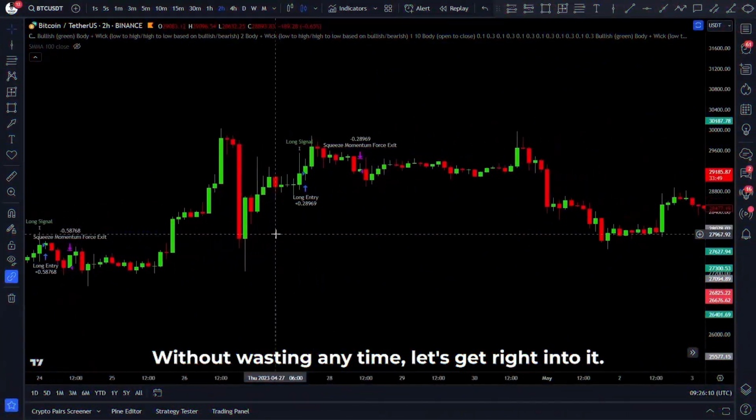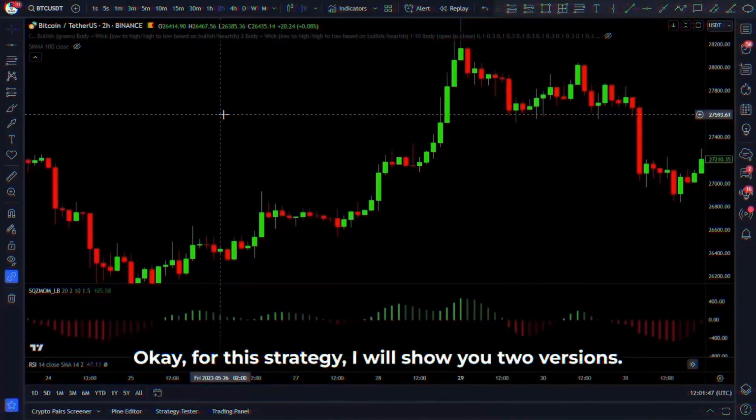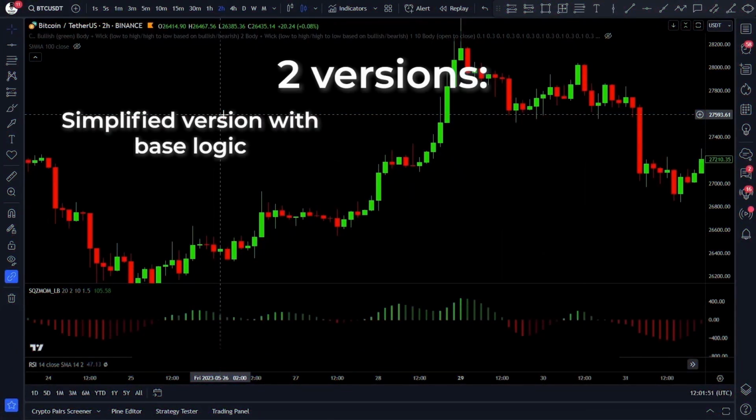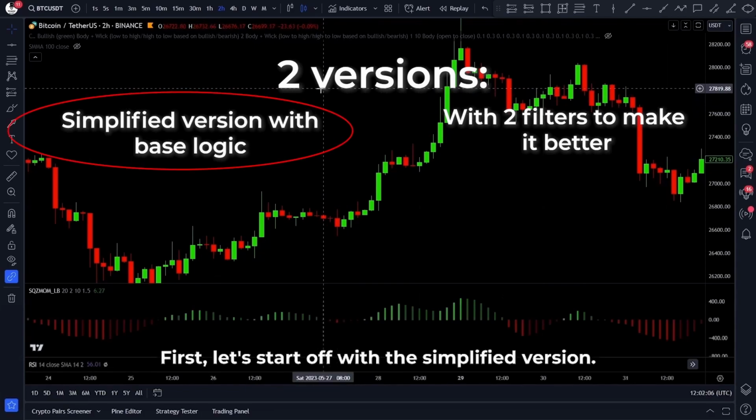Without wasting any time, let's get right into it. Okay, for this strategy I will show you two versions. A simplified version, which only includes the base logic, and another version with two filters that can make it even better. First, let's start off with the simplified version.